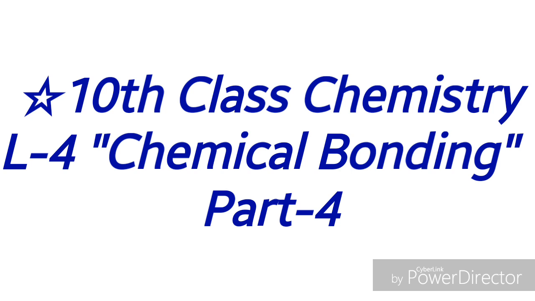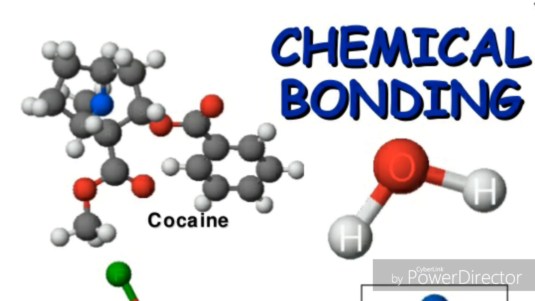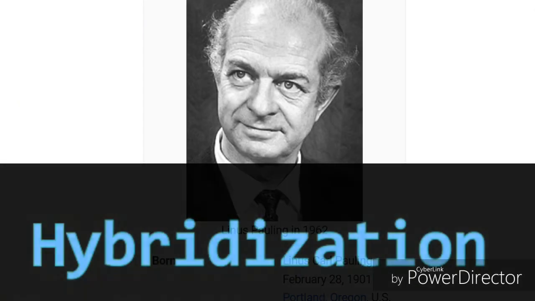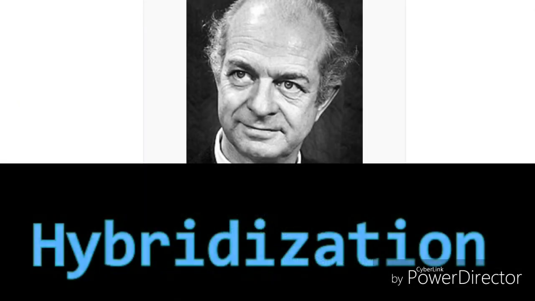In the last class, we discussed the salient features of valence bond theory, the sigma bond and pi bond, and some examples of orbital overlapping. Today, we will discuss the hybridization concept in chemistry and some practical examples.